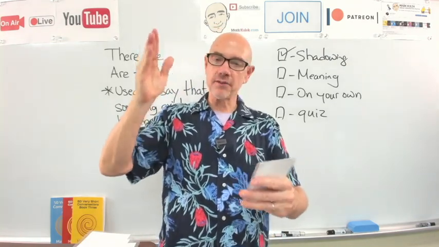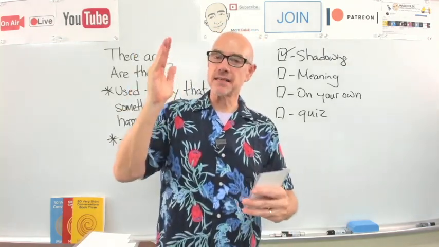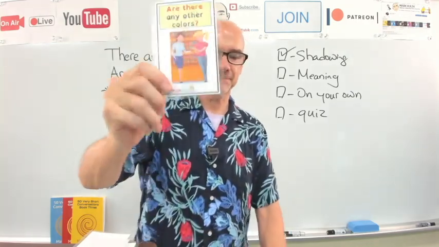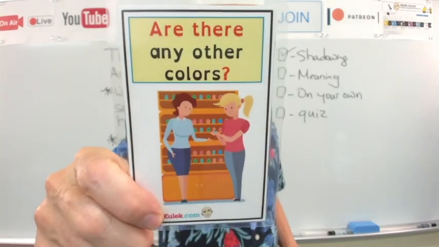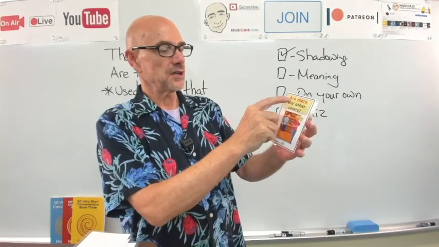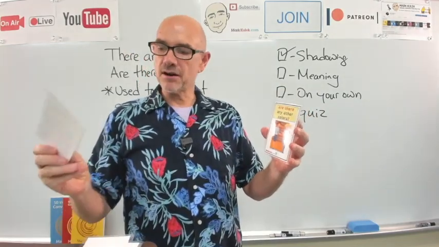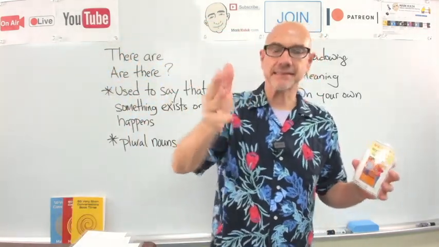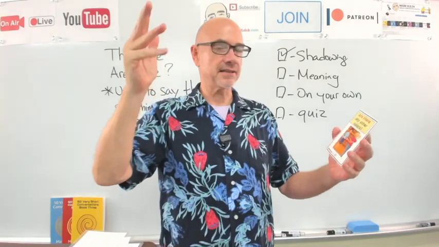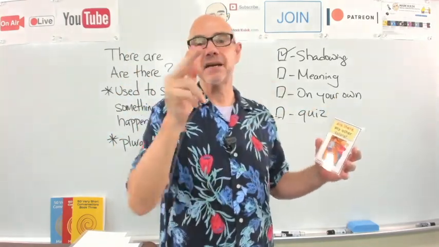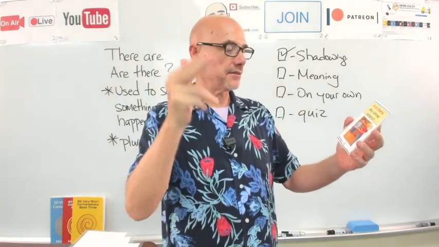Okay, number six. Are there any other colors? This is question form. For example, there are two people is not a question. It's a statement. It's fact. That's the way it is. Here, when we put are in front of there, it becomes a question. Are there any other colors?